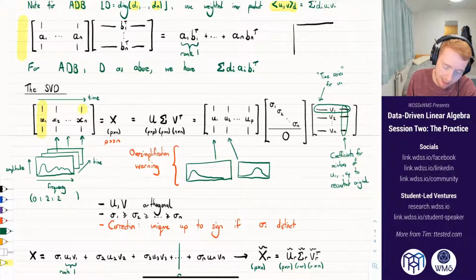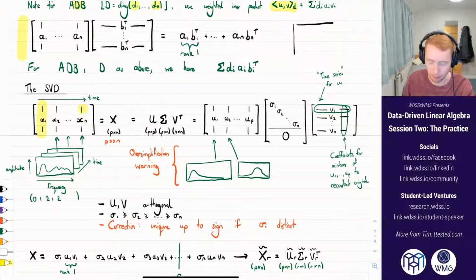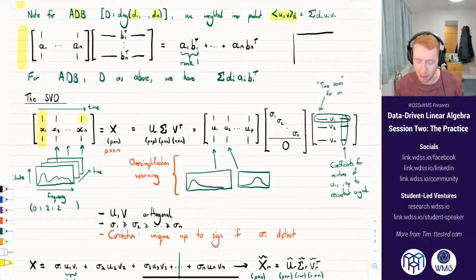This U contains the left singular vectors, the V contains the right singular vectors, and sigma contains the singular values. The sizes of these matrices: U and V are square, P by P and N by N respectively, and sigma is P by N with some zeros padding the bottom. And so we found that these had kind of intuitive interpretations.